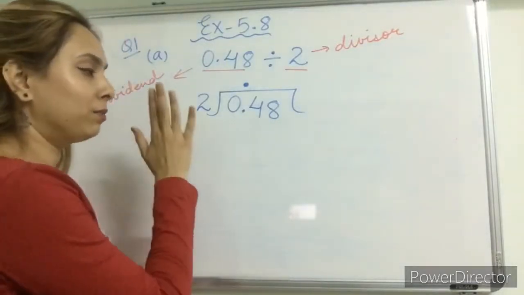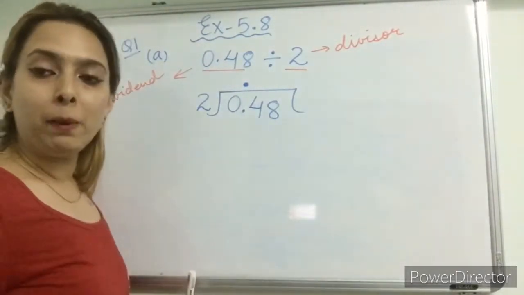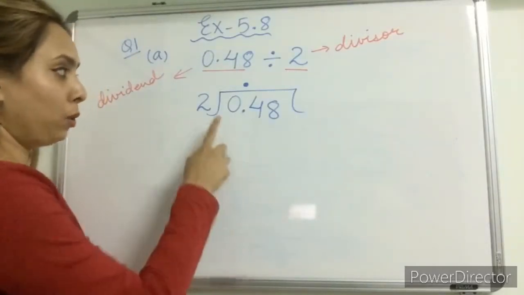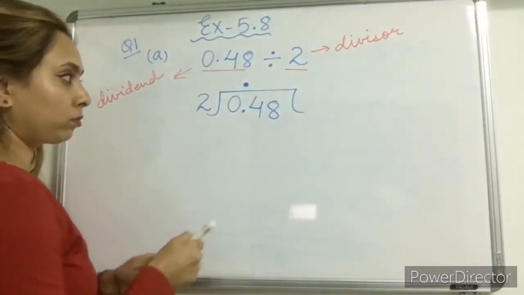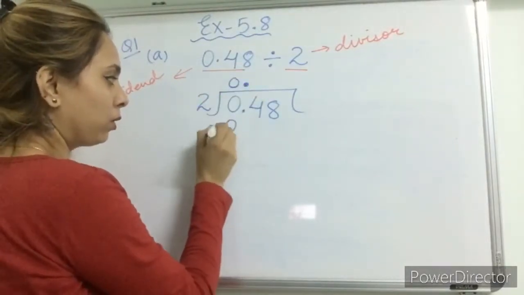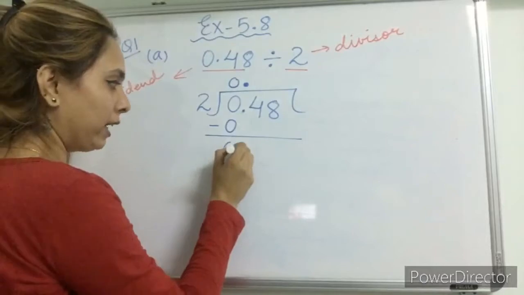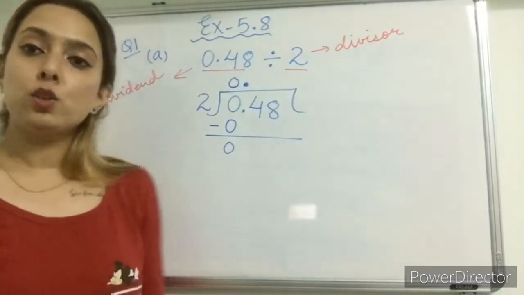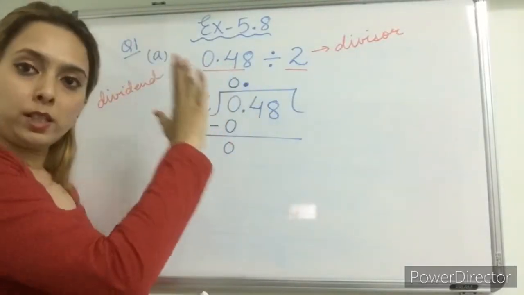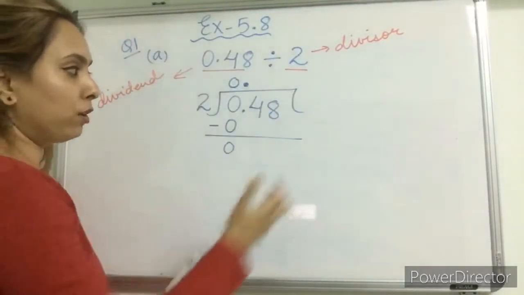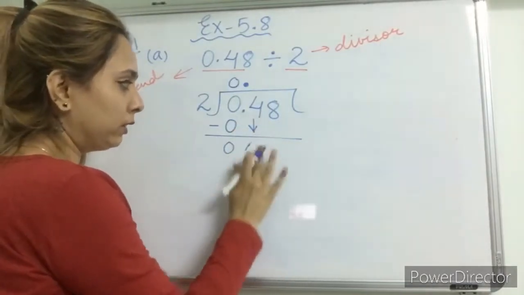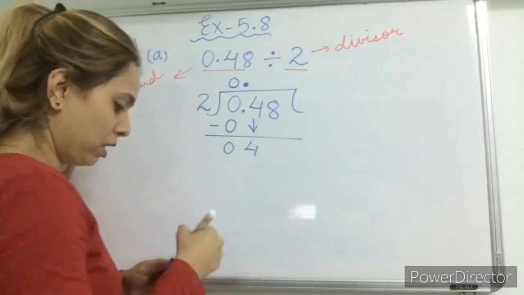You all should know that if we multiply any number by 0, we always get the answer 0. So 2 zeros are 0. We will get the answer as 0 only. Okay, so we have divided the whole number part. The decimal is in its place. Let's go for this 4. We will bring this 4 down.